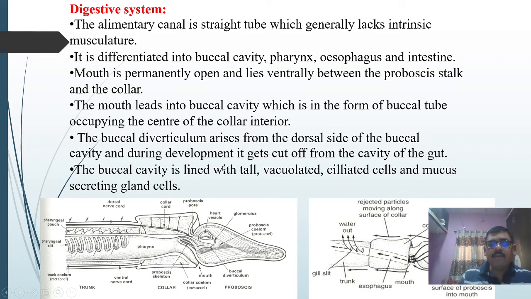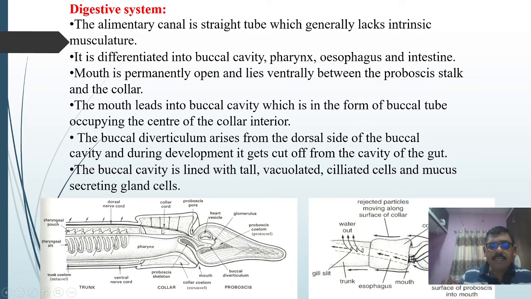The buccal diverticulum arises from the dorsal side of the buccal cavity. So you can observe this is the buccal diverticulum, and it arises from the roof of the buccal cavity. So it arises from the dorsal side of the buccal cavity, and during development it gets cut off from the cavity of the gut. So this is about the buccal cavity.